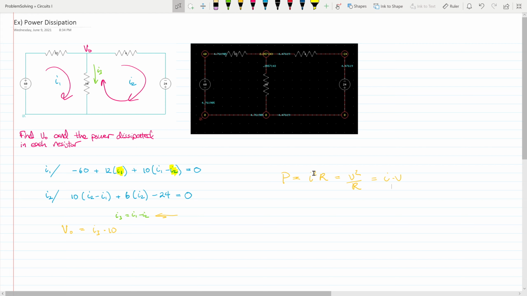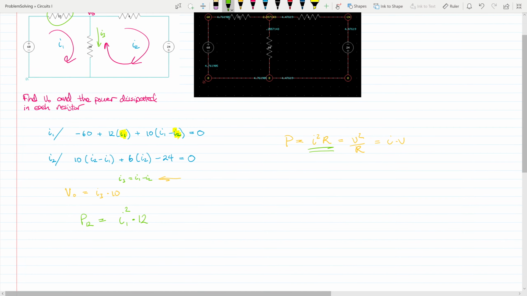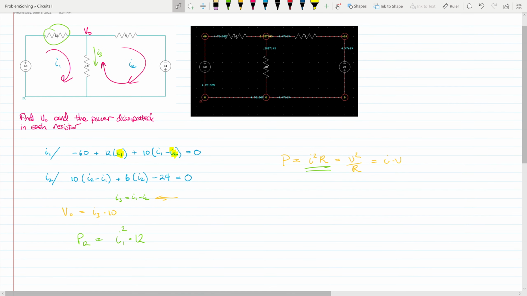Ultimately, if I have current, and I do have current. I know what I1 is, I know what I2 is, I also know what I3 is. So for example, if I want the power across the 12 ohm resistor, I'm going to use this expression here. I'm going to do the current through the 12 ohm resistor, which in this case is I1, and multiply that by the 12 ohm resistor. Remember to square that current, by the way. And then you'll be done. You would have the answer for the power across the 12 ohm resistor going from left to right.